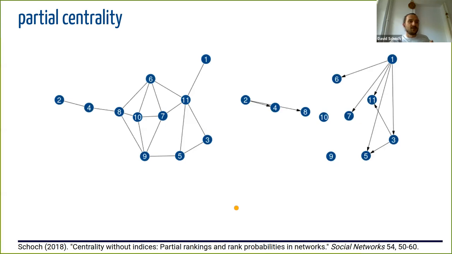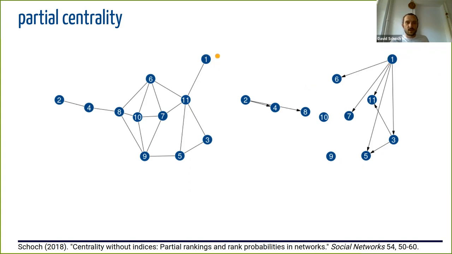But from these technical results, we could at least already derive some new ways of measuring or assessing centrality that do not rely on using indices. For one thing, we could start with a partial centrality analysis. That means we just look at the neighborhood inclusion order. In this case, we see that there's a link from a node to another one in this network if the neighborhood of the node is included in the other's, or if the node is dominated by the other node.